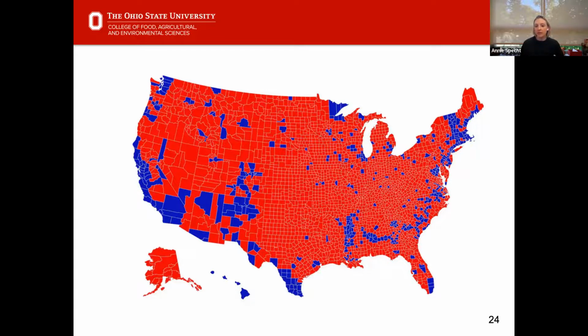And so what we end up seeing here is a county map of all of the counties in the United States. And you can see the counties that voted for a Democratic presidential candidate represented in blue, counties that voted for the Republican candidate highlighted in red.